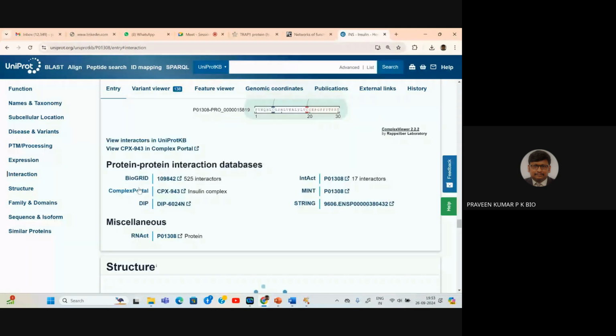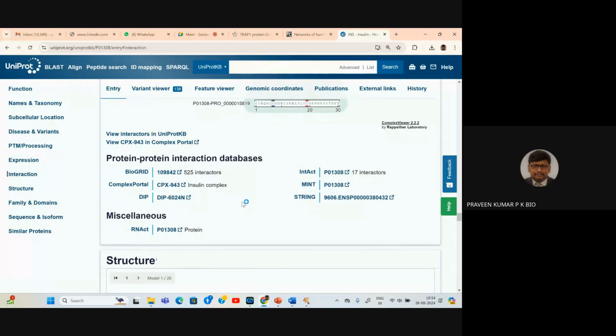For protein, you have BioGRID, Database of Interacting Proteins (DIP), IntAct, MINT. I just showed you STRING alone, isn't it? This is the STRING identifier. Other than this, we also have plenty of databases. This is also one of the largest databases. See, 525 interactors are there. When compared to other databases, here also you can find more interactions in BioGRID.